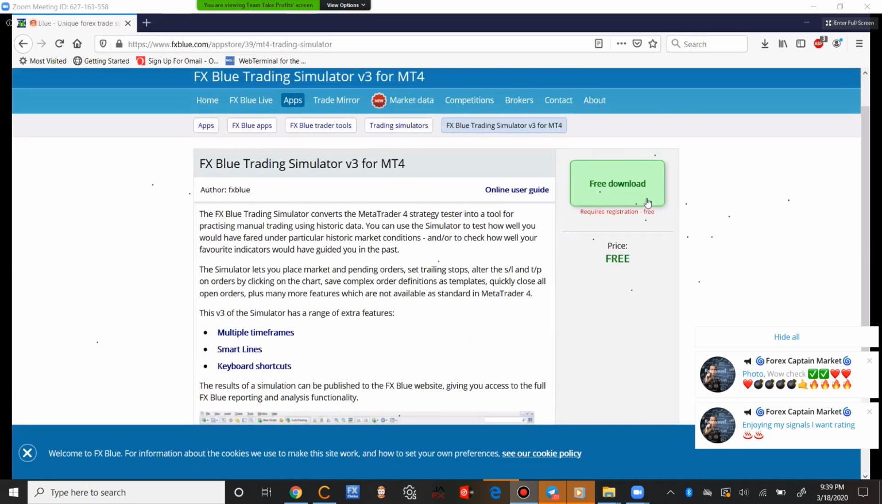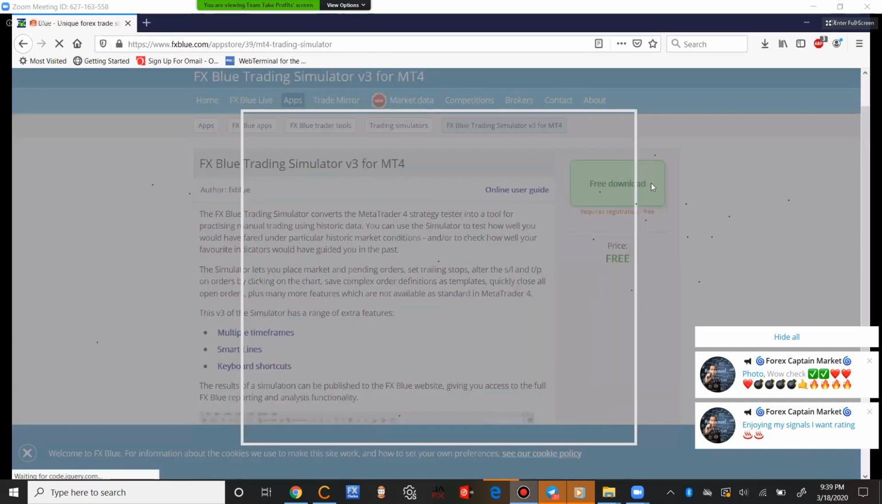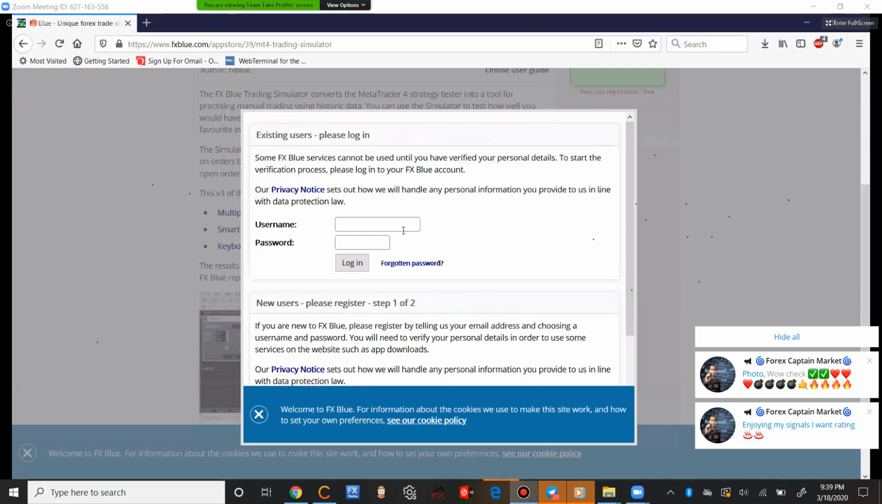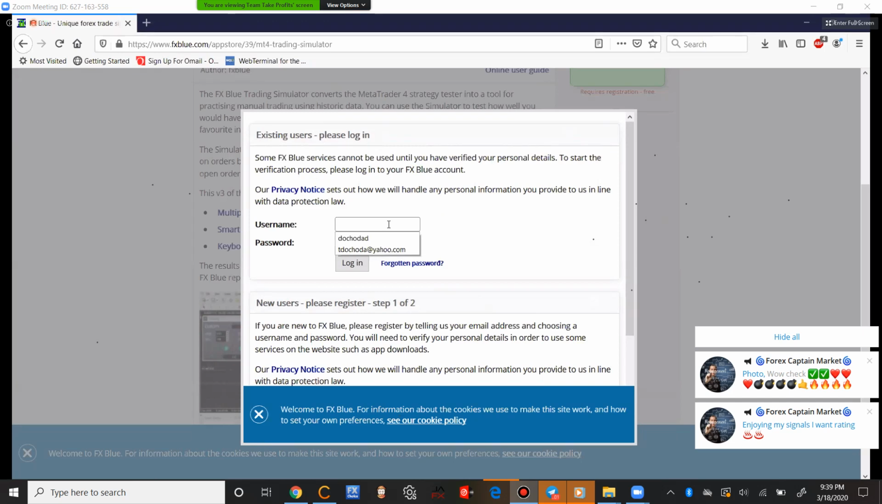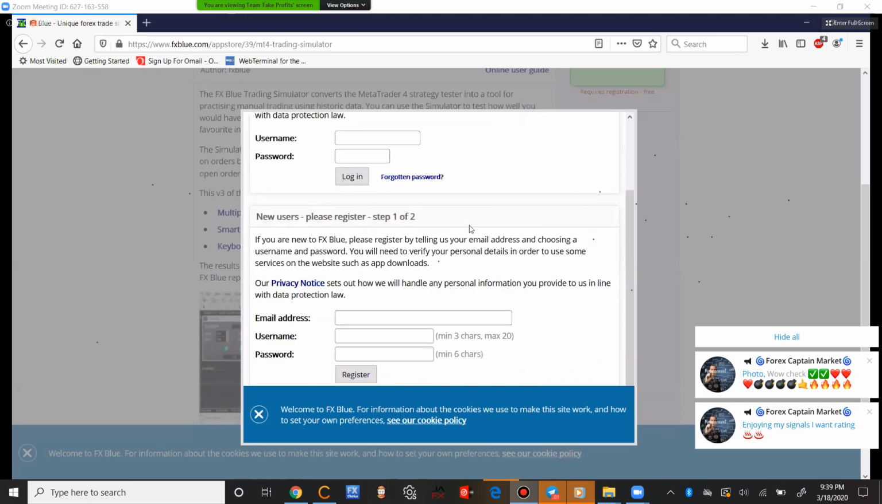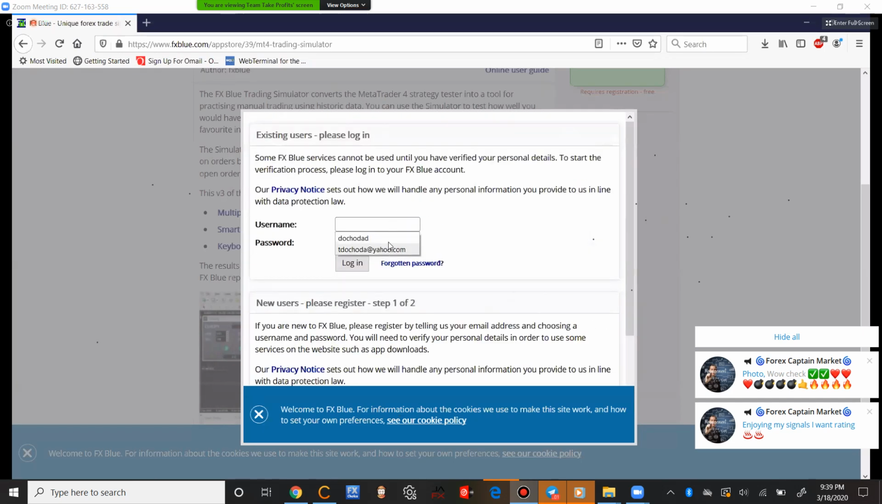So what you're going to do is hit free download. Before you get the free download, you do have to register for an account. It doesn't cost you anything at all. I'm already registered, so I'm going to put in my username here and my password.